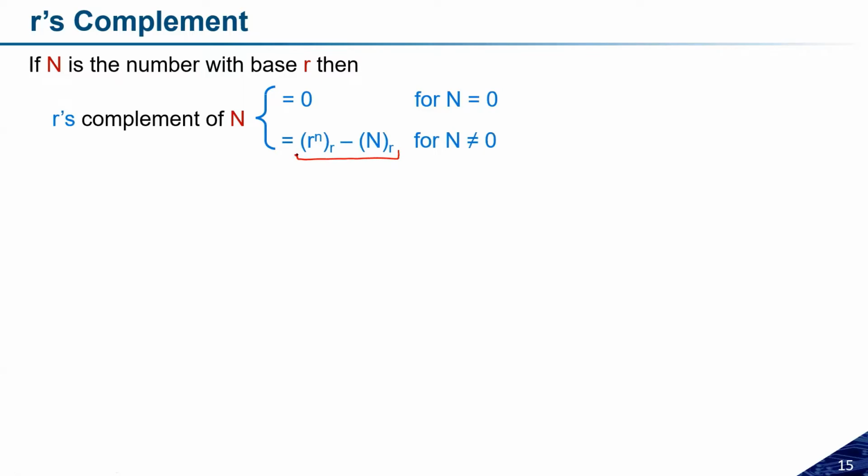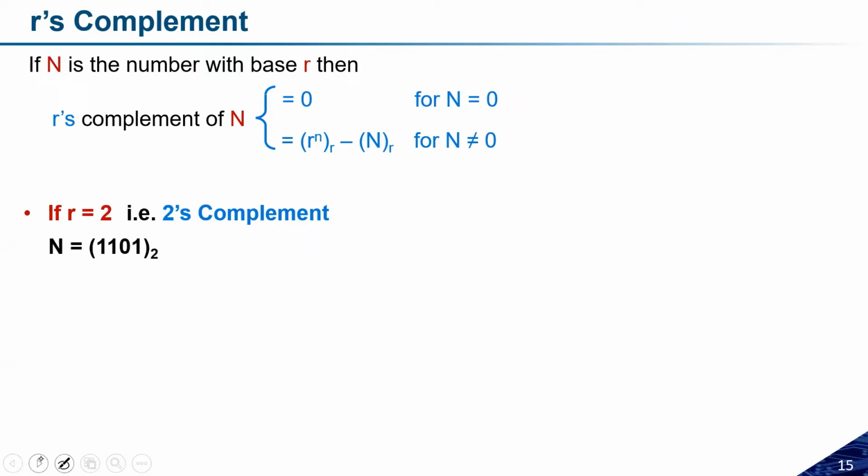Okay, so r to the power n, r minus something like that. So this is the formula to calculate the r's complement for any number n here. Okay, let us try to consider some of the examples. Suppose r is equal to 2. In that case I'm talking about 2's complement. It means that I have to calculate the 2's complement.